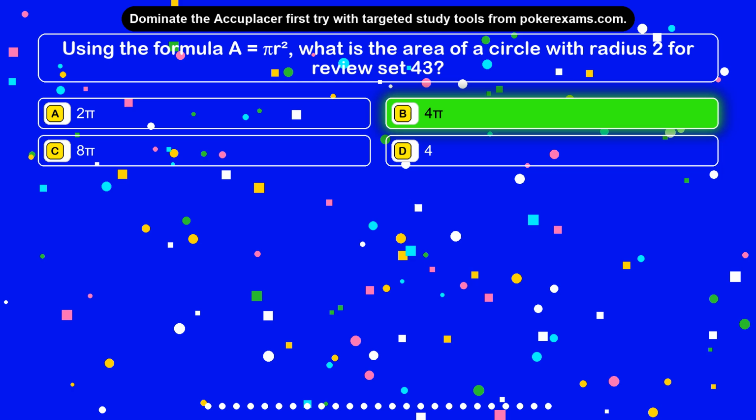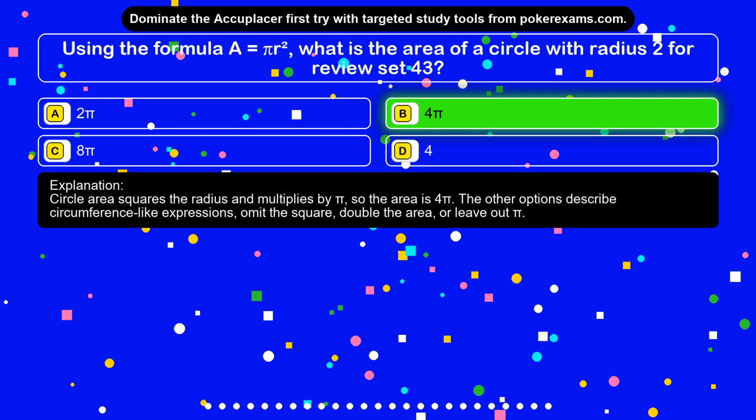The correct answer is option B, 4 pi. Circle area squares the radius and multiplies by pi, so the area is 4 pi. The other options describe circumference-like expressions: omit the square, double the area, or leave out pi.